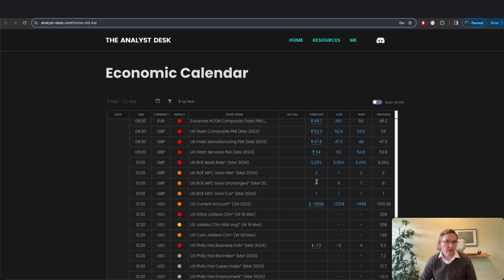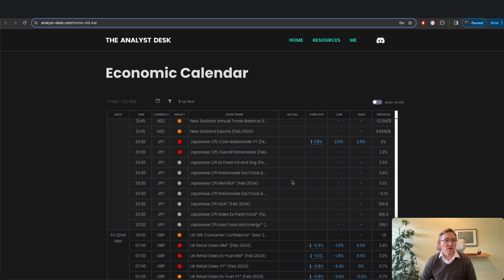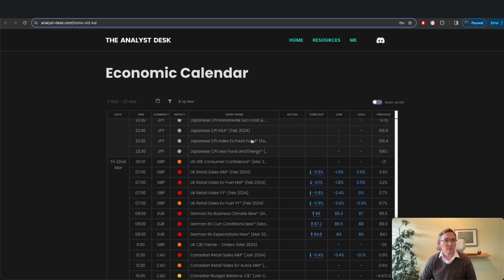Are they moving into the need for the Bank of England to cut rates? We're waiting for the pound to capitulate lower. Could this be the opportunity? It does remain to be seen. And then to end the week, obviously we've got Japanese inflation data. Could always surprise, so keep an eye on it, but not expecting any big moves.